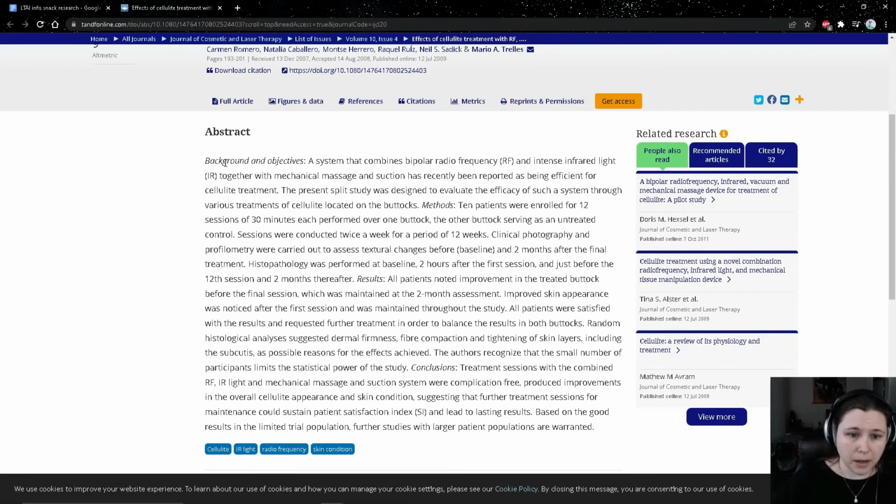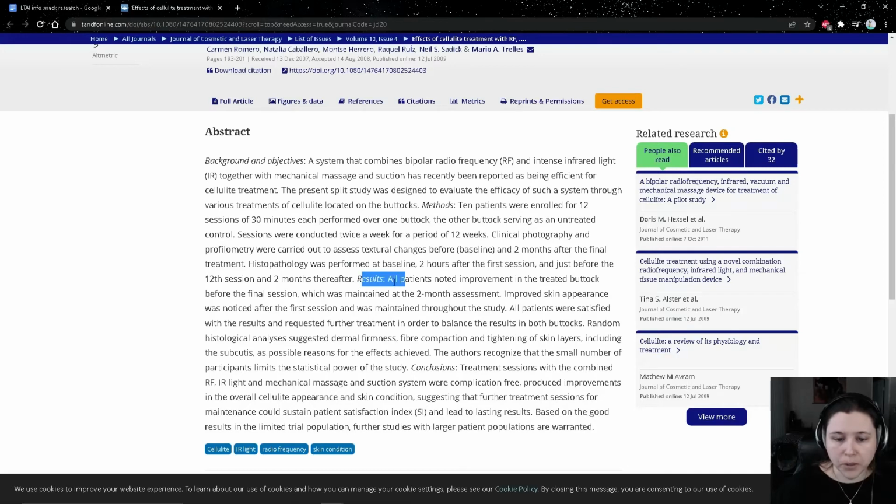But anyway, background and objectives: a system that combines bipolar radio frequency and intense infrared light together with mechanical massage and suction has recently been reported as being efficient for cellulite treatment. The present split study was designed to evaluate the efficacy of such a system through various treatments, and so on. Then they detail what the procedure was. So sessions were conducted twice a week for a period of 12 weeks, clinical photography and profilometry were carried out to assess textural changes before and 2 months after the final treatment. Histopathology was performed at baseline, and so on.